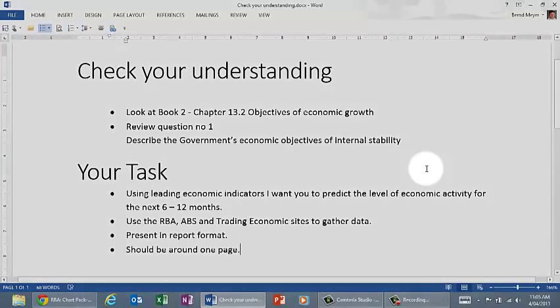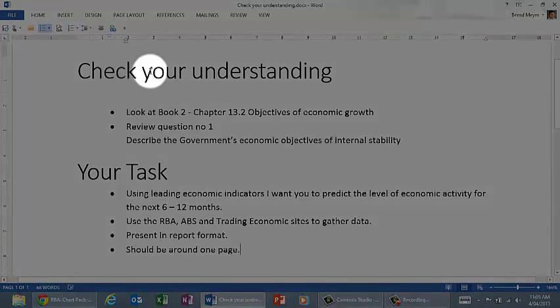Now we've come to the end. First of all, I'd like to check your understanding. This is in the second book, the Global Economy book, chapter 13.2, Objectives of Economic Growth. I want you to do review question number 1, which is describing the government's economic objectives of internal stability. So don't worry about the external ones relating to the current account and the currency.